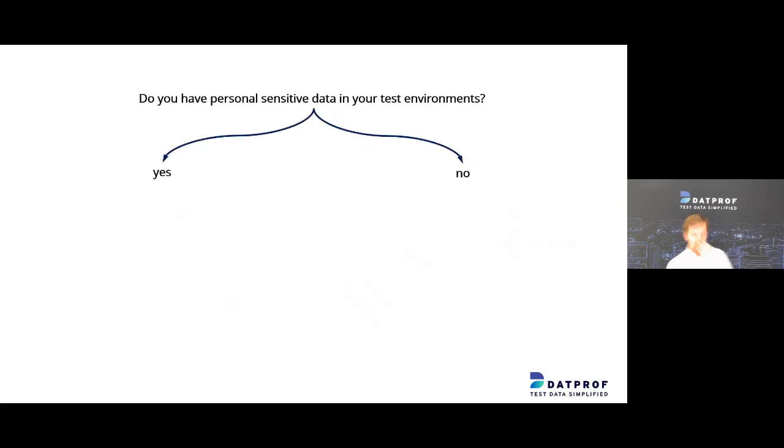To start off, in most cases, start with a really simple question: do you have personal, privacy-sensitive data in your test environment or in your production environment, for example? If the answer is yes, then you should solve it. There's no question about it. If the answer is no, then there are a few other questions you can ask yourself, which I will also cover during this webinar, that might still help you think about addressing your test data problems.